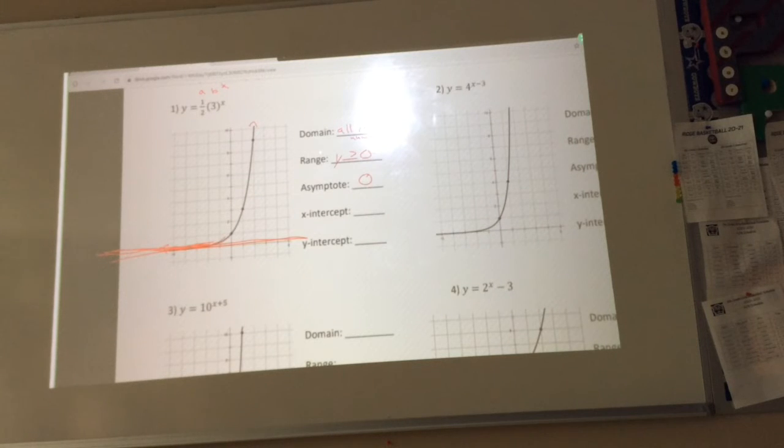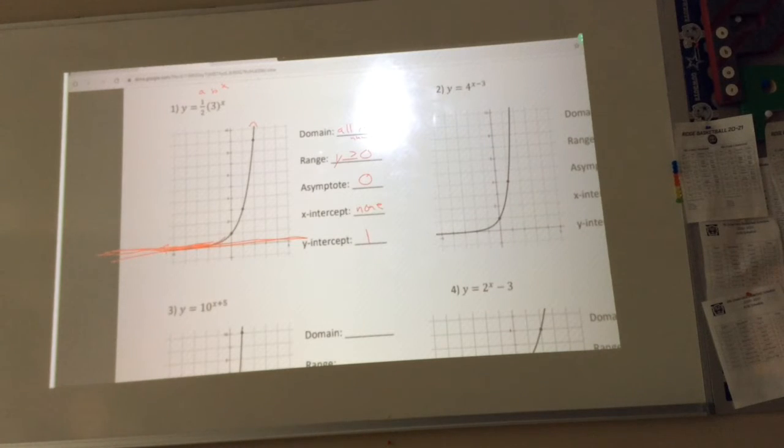Okay, so let me recap what I've done so far. Domain, still all of our x values. Range is still all of our y values. And asymptote is where that line starts getting really, really close to that line. X-intercept has not changed at all. Is there going to be an x-intercept on this line if we never cross the x-axis? No. So the correct answer for x-intercept is none. How about a y-intercept? Does anybody see the y-intercept? It's 1.